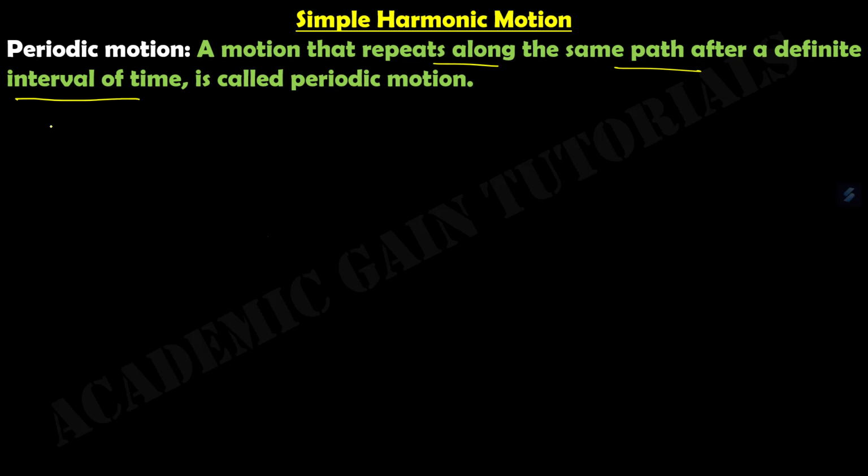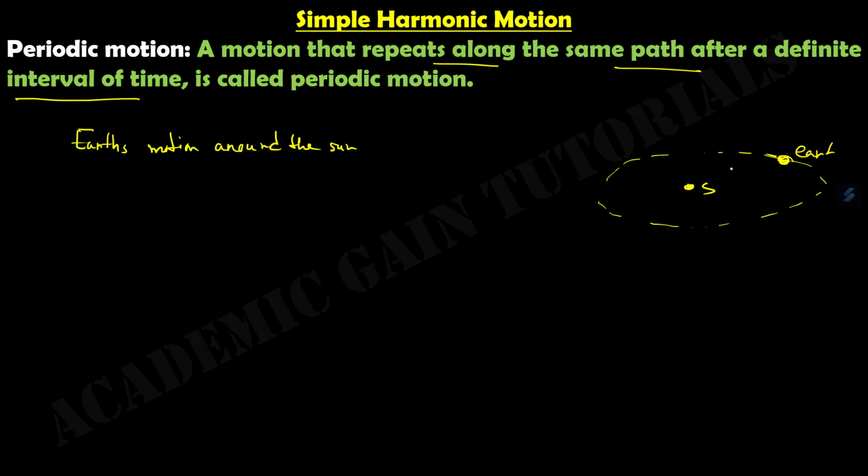Suppose we take an example of the Earth's motion around the sun. Suppose this is the sun and the Earth is moving in that manner around this sun. It says that a motion that repeats along the same path. The Earth is moving in that manner again and again every day, repeating along the same path after a definite interval of time.